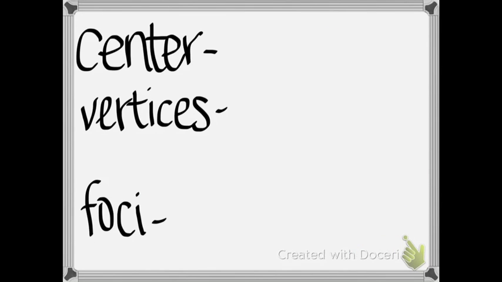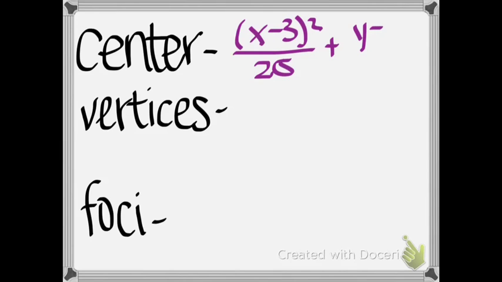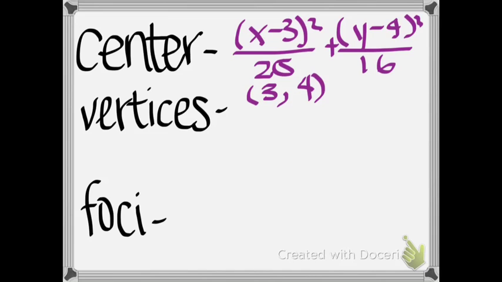Since we now know the values of a, b, and c, we can find the center, vertices, and foci of the equation. So the center is (h, k), which in our earlier equation, it was (x minus 3) squared over 25 plus (y minus 4) squared over 16. And h, in this case, would be 3, and k would be 4. So the center is (3, 4).